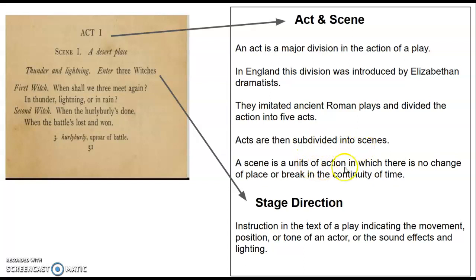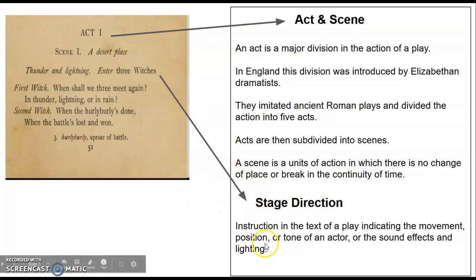A scene is a unit of action in which there is no change of place or break in the continuity of time. For instance, scene 1 takes place at a desert place. So, when scene 2 starts, this place will change.